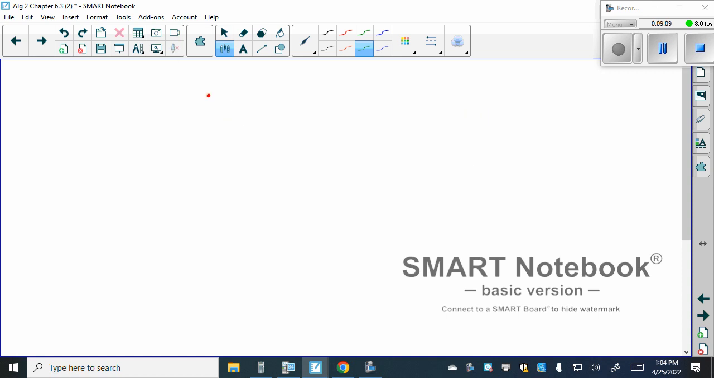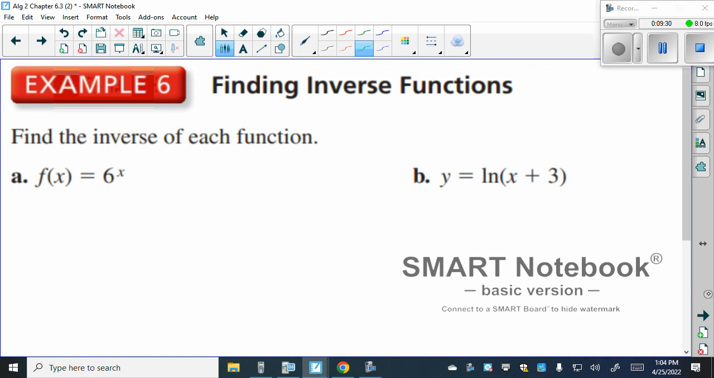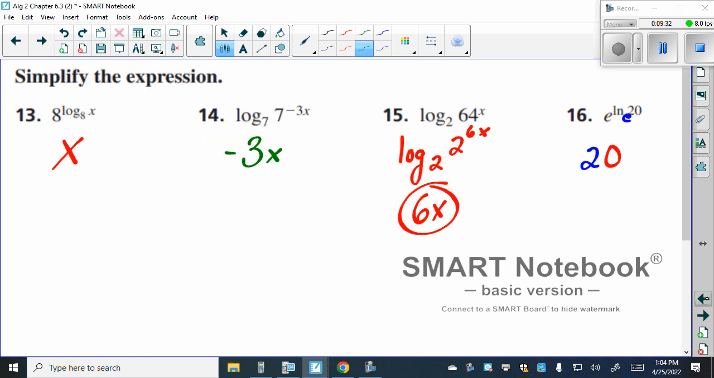If we did it with log base 9 of 9 equals y, we would say 9 to the y is equal to 9. The only value that y can be is 1. Whenever the base and what's inside it are the same, it simplifies to 1. Any questions on any of this here? All right.